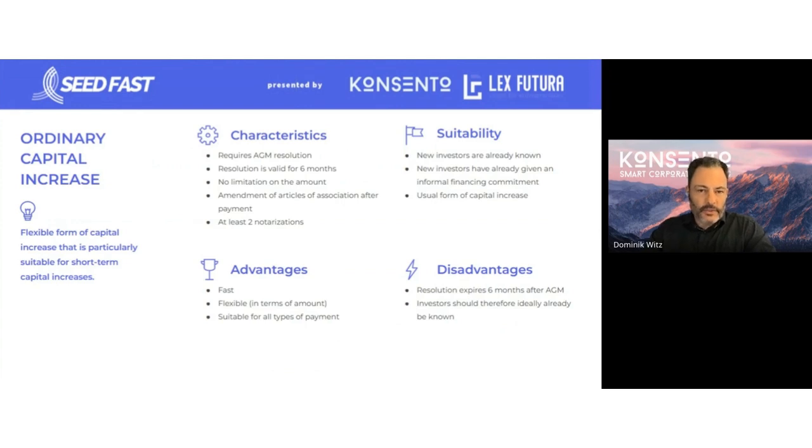The AGM resolution for an ordinary capital increase is only valid for 6 months, which means that the company needs to push a little bit on the speed to close their capital increase, because after those 6 months, if you do not have any investors or if you do not raise the entire amount of the capital increase, you have to get a new resolution from the shareholders.